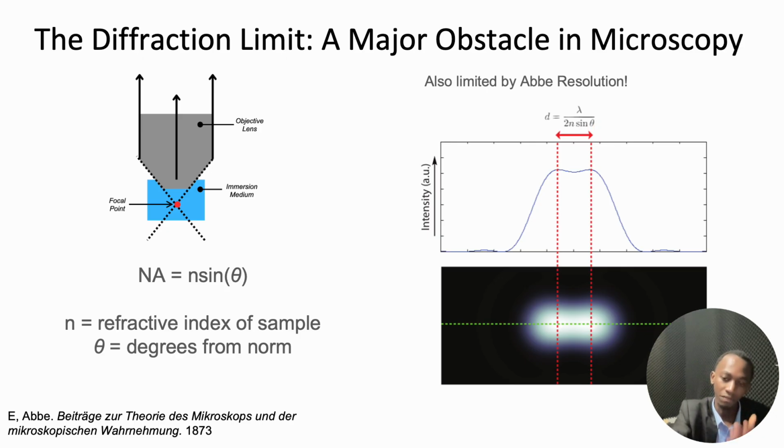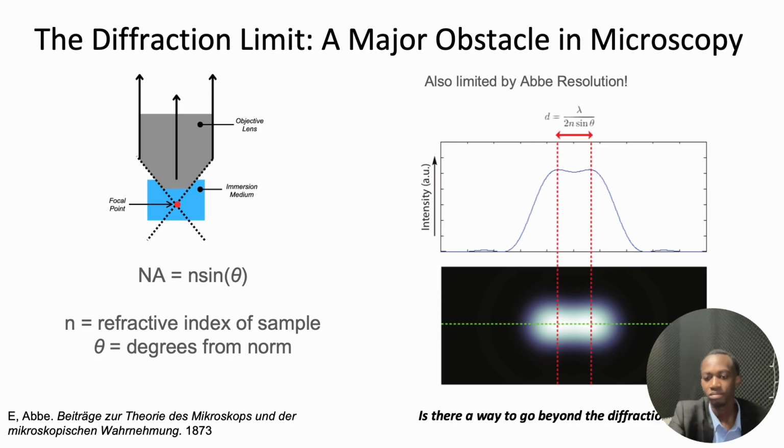This was a limiting factor that the people who won the Nobel Prize, Stefan Hell and co., were able to avoid. They were able to view objects that were much, much smaller than half the wavelength of light, which is known as Abbe's diffraction limit.